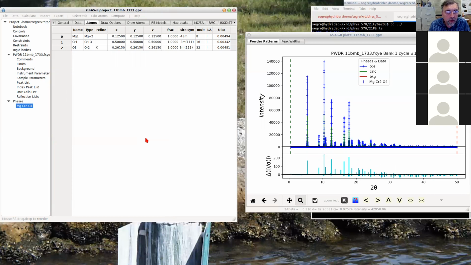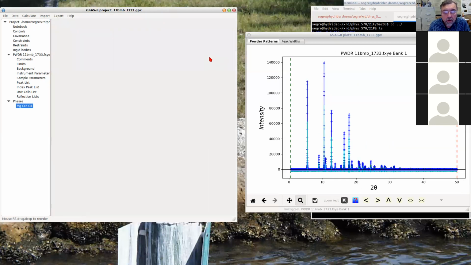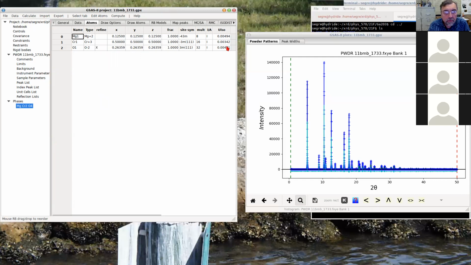What else can I refine? Well, notice I have these isotropic temperature factors, and there's some value from the CIF file, but maybe these aren't the value that I want. So let me refine those. And generally, I will refine the heaviest element first, and U is the isotropic temperature parameter. Let me just refine this first and see what I can get out of this.